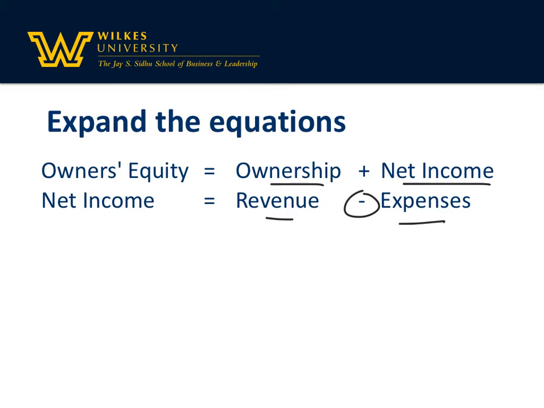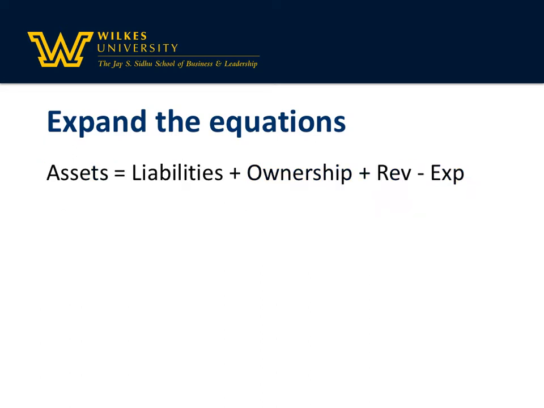So if we expand owner's equity to include all of these components, we're going to have an expanded accounting equation. That equation is assets is equal to liabilities plus the ownership piece plus revenue minus expenses. And by ownership, we're going to be talking about stock or a capital account if you haven't dealt with common stock yet.